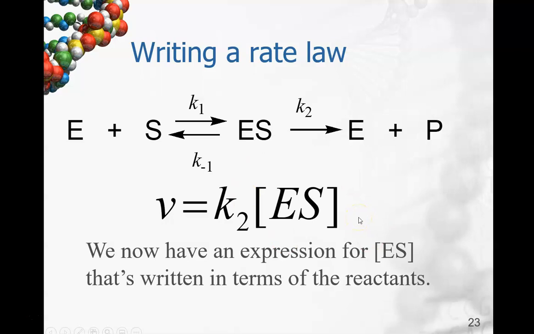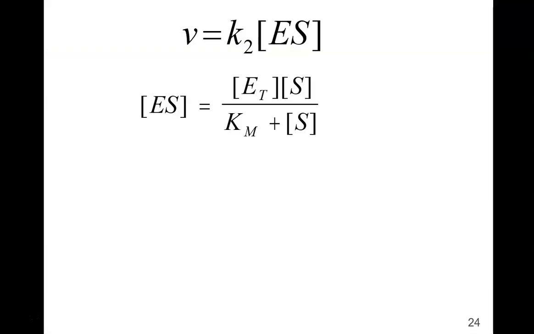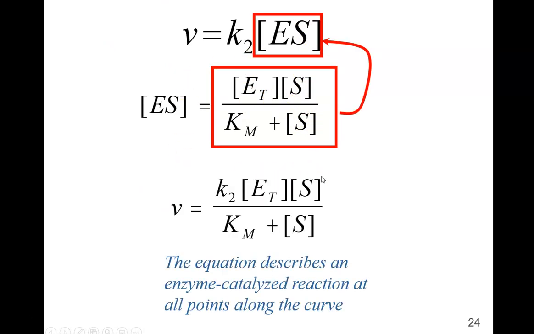So now I can write my rate law because remember, the rate law has to be written in terms of reactants, not intermediates. So there is my rate law that I wrote. There is the expression for ES. So I can take all of that and substitute in, and now I have an equation that describes my enzyme catalyzed reaction at all points along the curve. So I want to convince you that that's true.